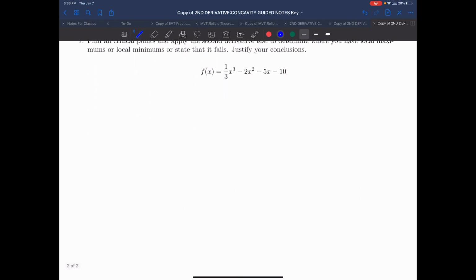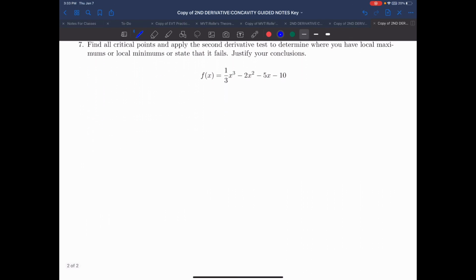Okay, next example. It says find all critical points and apply the second derivative test to determine where you have local maximums or local minimums, or state that it fails. Justify your conclusions. So let's take derivatives. So f prime of x is going to be x squared minus 4x minus 5. The critical points for f prime would be 5 and negative 1.